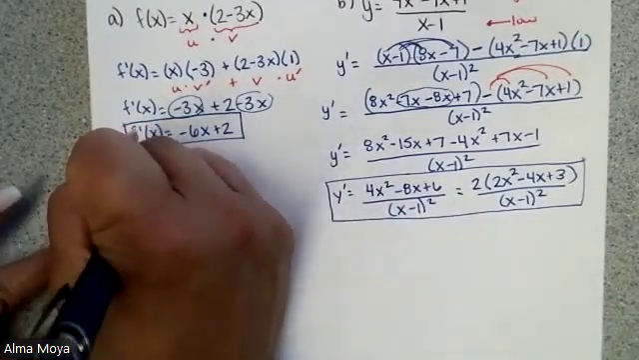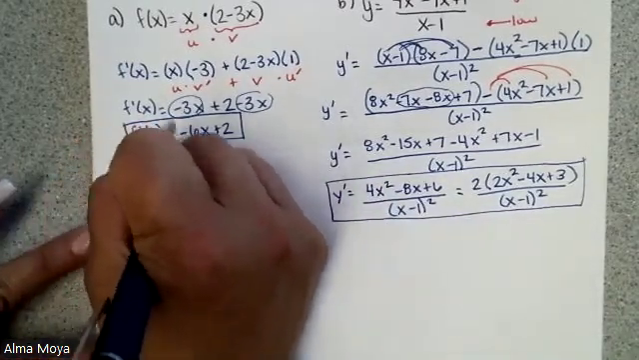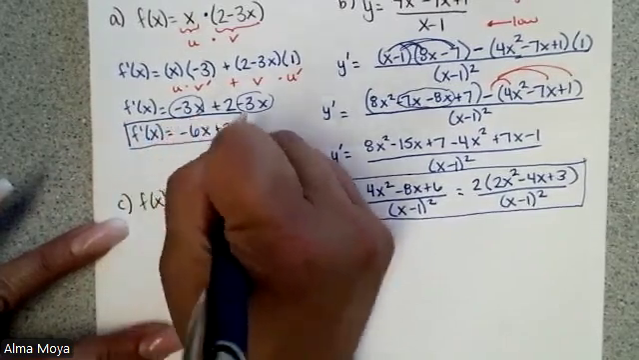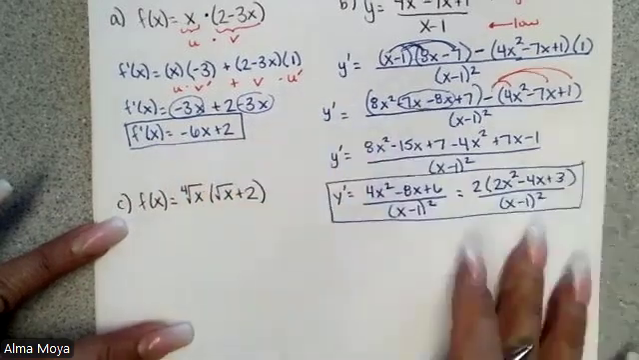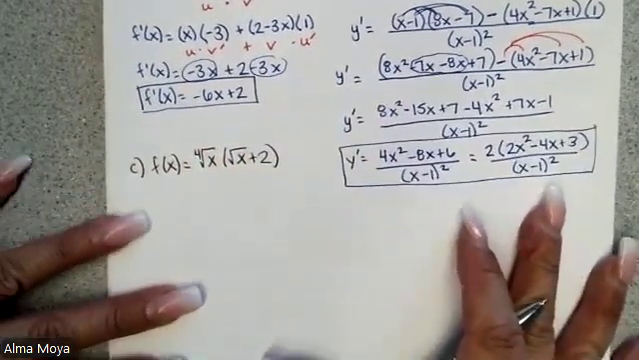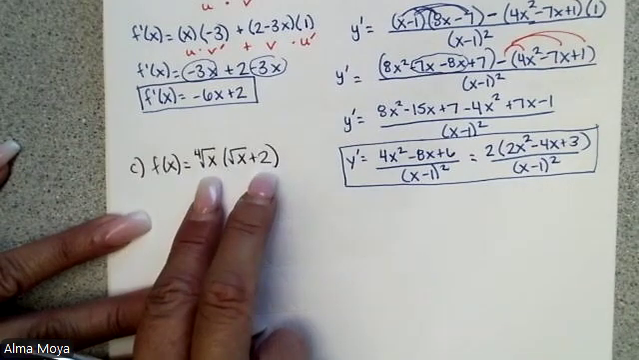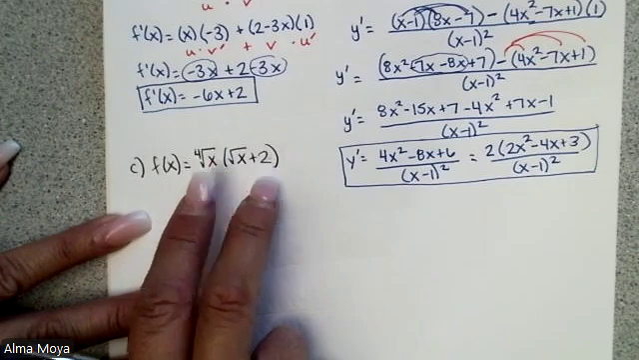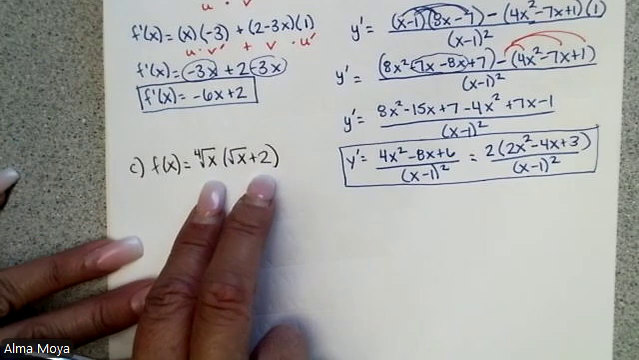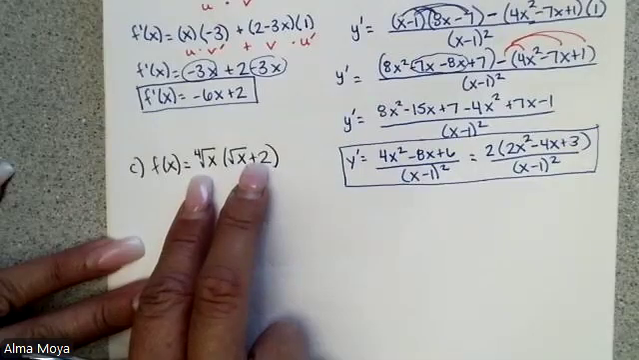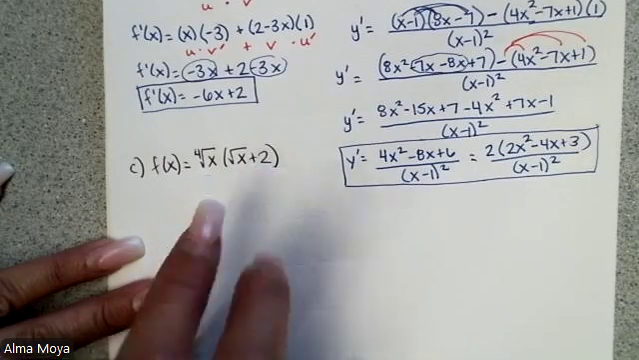All right. C, we have f of x equals 4 square root of x times square root of x plus 2. On this one right here, we do have two functions. So we can do the quotient rule, the product rule, or, well, we have to do the product rule. Let's just go ahead and do the product rule.